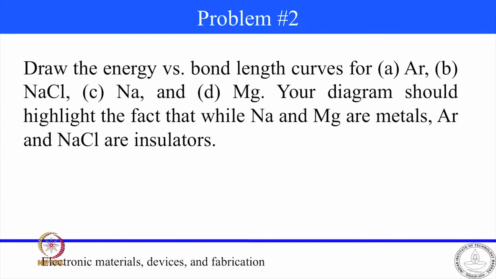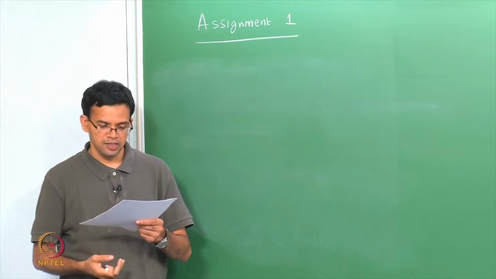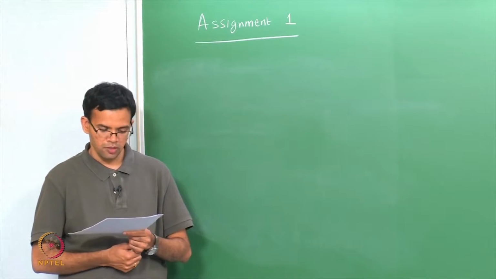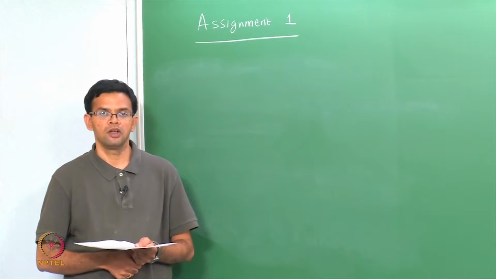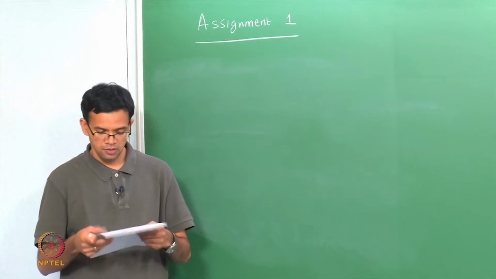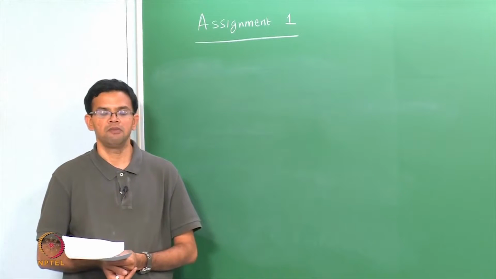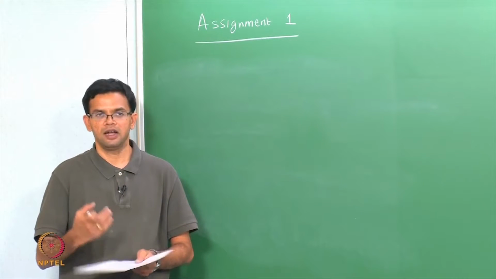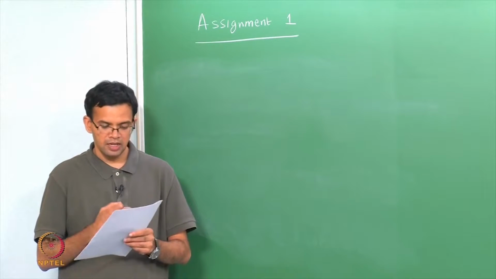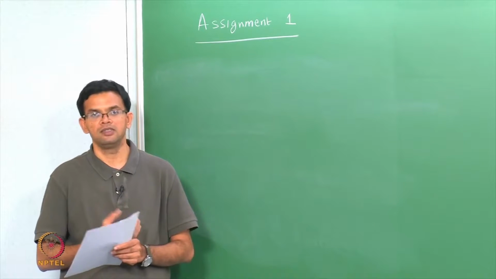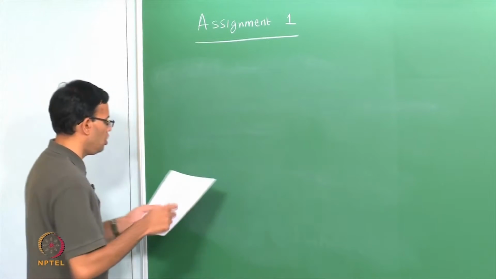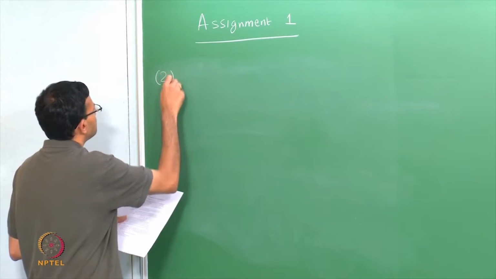Question 2: we want to draw energy versus bond length curves for various elements and compounds. So, we have argon, sodium, sodium chloride and magnesium. The important thing to note here is that sodium and magnesium are metals, and we know in the case of metals the valence band and the conduction band should overlap, and argon and sodium chloride are insulators. So, we should show a band gap there. Let us draw the energy versus bond length curves.